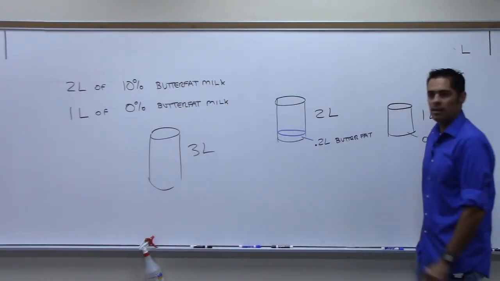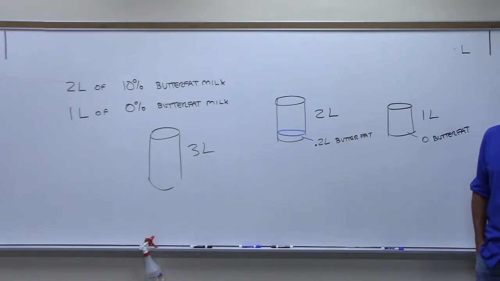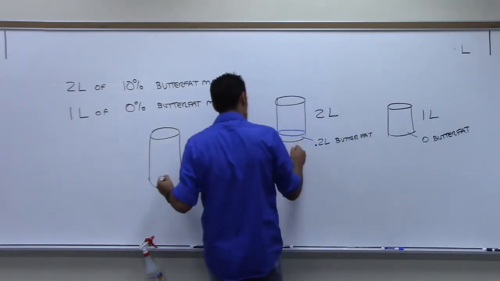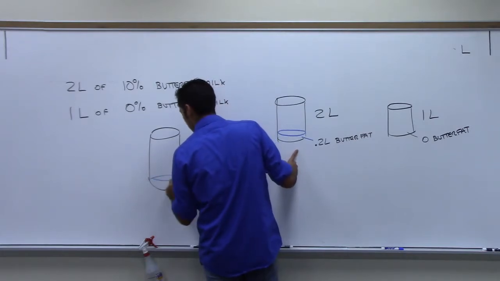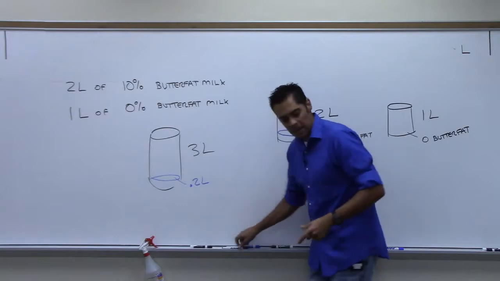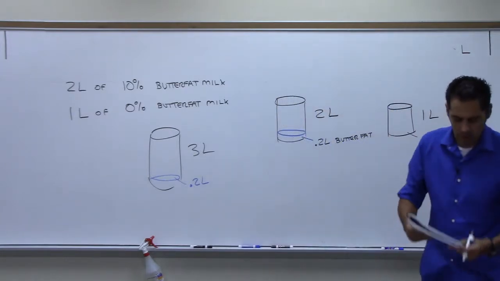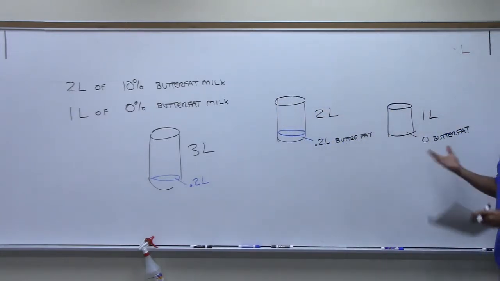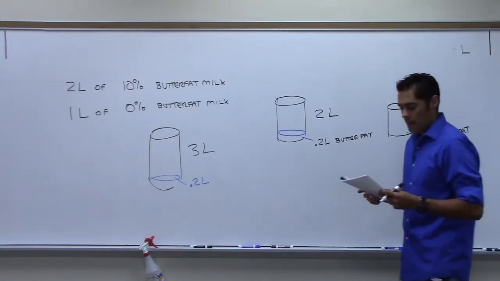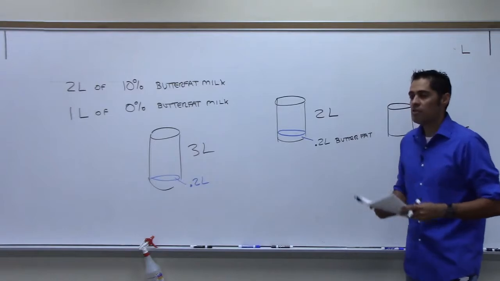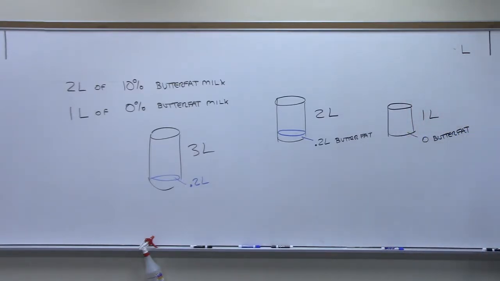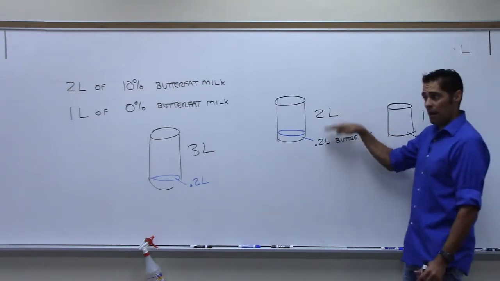How much of it is butterfat? Still 0.2, right? That 0.2 had to come with me, so we still have 0.2 liters here. So the question being asked here, there's 2 questions. How many liters result? So what's the answer to that question? 3 liters, we're done. What is the percentage of butterfat though? What's the percentage? It was 10% here, right?